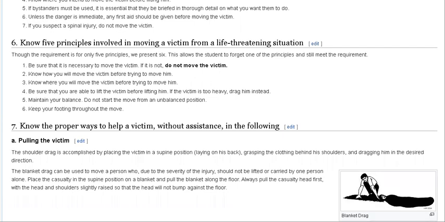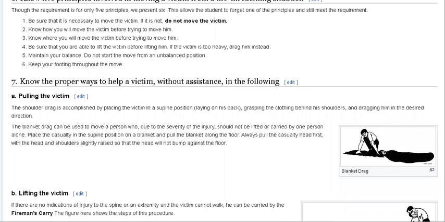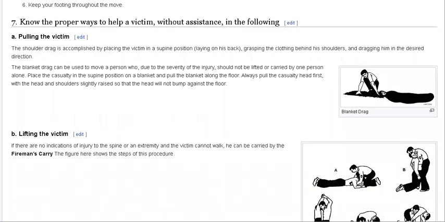Number 7, know the proper ways to help a victim without assistance in the following. Pulling the victim. The shoulder drag is accomplished by placing the victim in a supine position, lying on his back, grasping the clothing behind his shoulders, and dragging him in the desired direction.